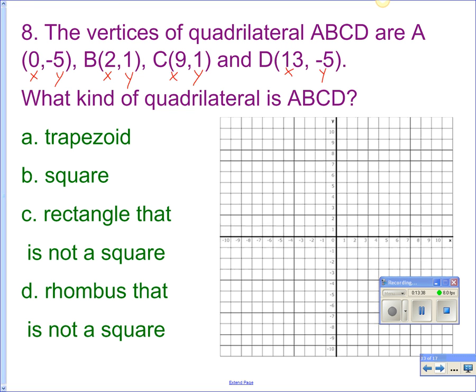All right, Daniel, how do I plot 0, negative 5? Okay. And then you go down 5. Very good. Negative 5 has to be on the Y. So you need to be careful with that one. Okay. Let's see who's next. Hold up. We're not there yet. Haley, how do you do 2, 1? Chad, how do you do 9, 1?